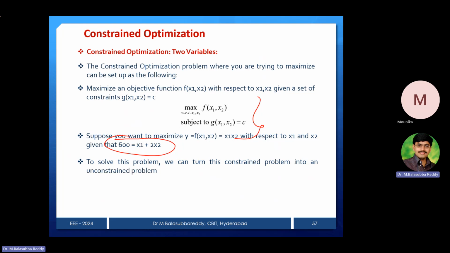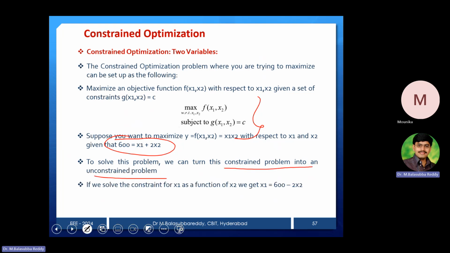So we need to convert the constrained problem to an unconstrained problem. If we solve the constraint for x1 as a function of x2, then I can write this equation.